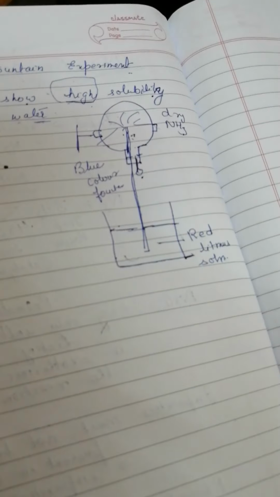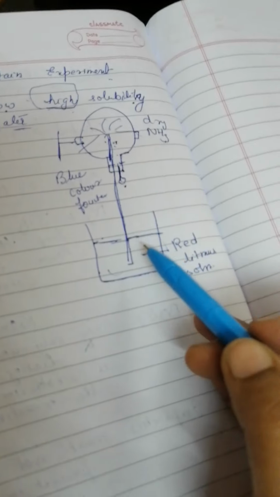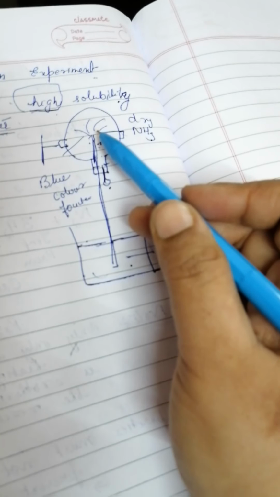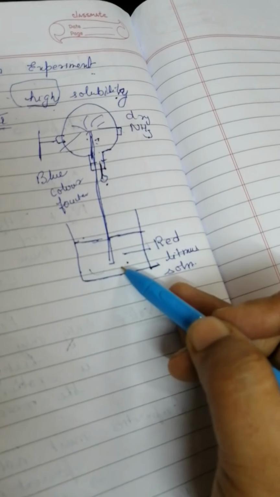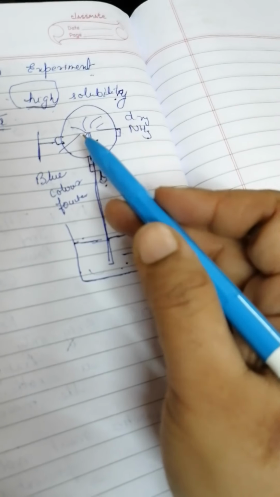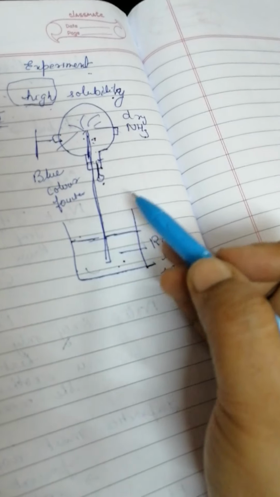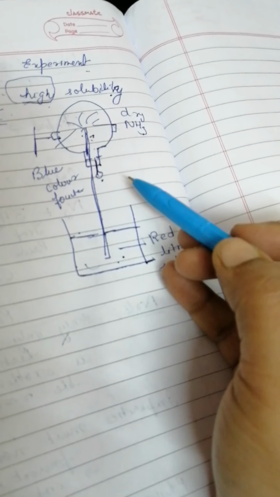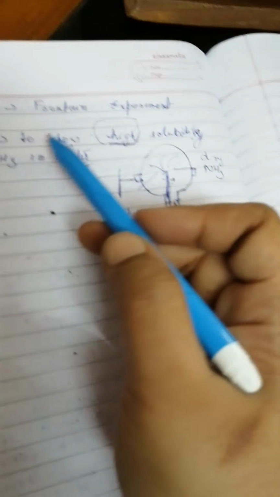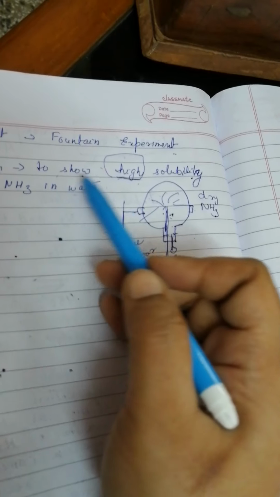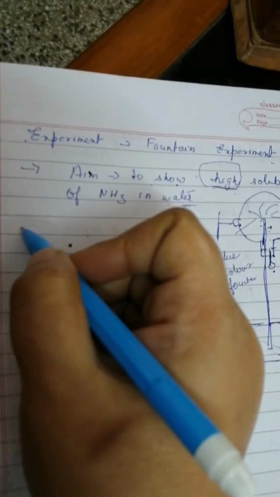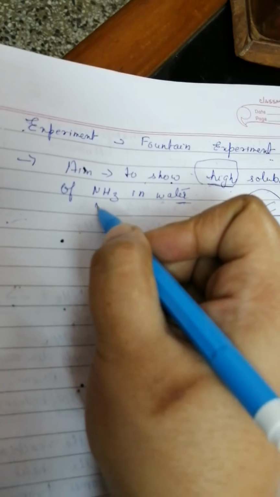HCl was acidic in nature, so we used to take blue litmus solution and it used to turn red because of the presence of HCl. And here we take a red litmus solution and you get a blue color fountain in case of ammonia. So this particular experiment works for both HCl and ammonia. For ammonia as well as for HCl, it shows the high solubility of those particular gases in water. Along with that, this is the main aim.